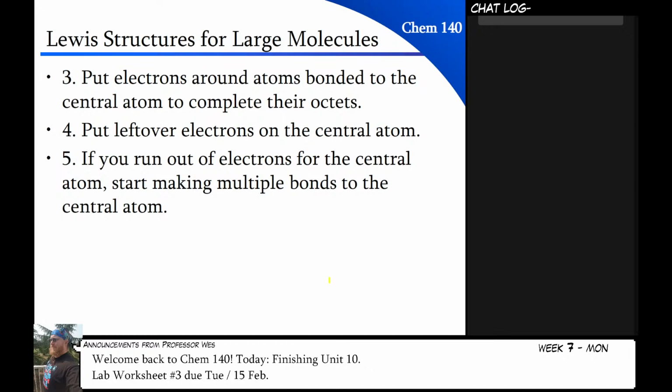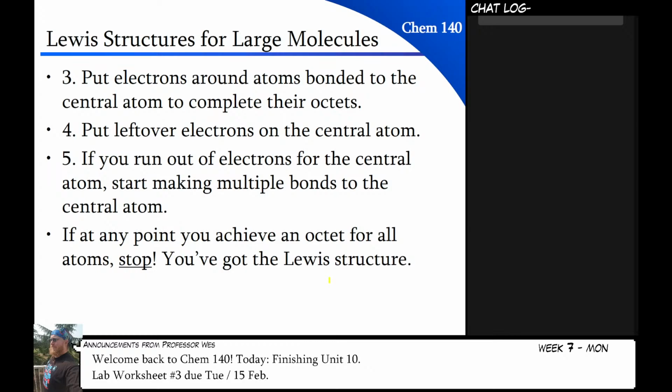All right. So these are the 5 steps. We're going to illustrate a diagram of a Lewis structure and then refer to these steps at each step of the way. But if you are doing a Lewis structure using this strategy and at any point everything has an octet, stop where you're at and you can skip all the remaining steps.